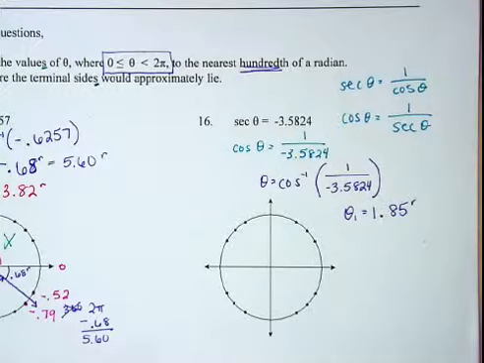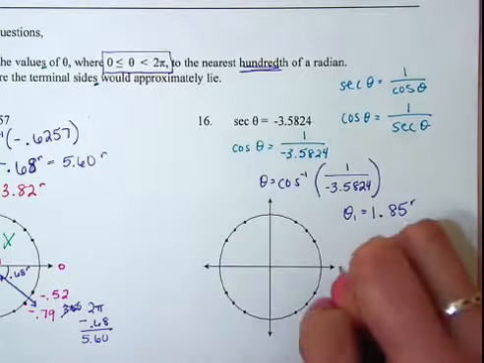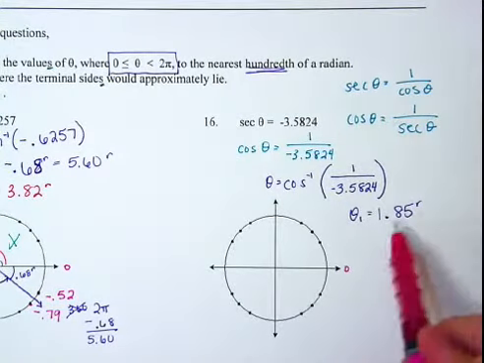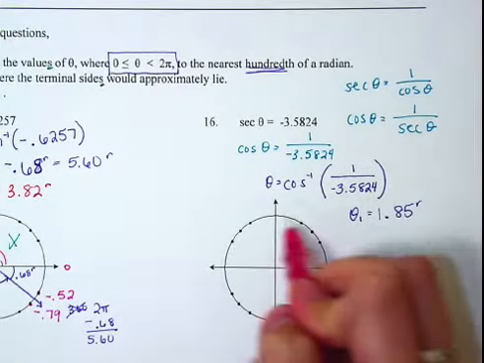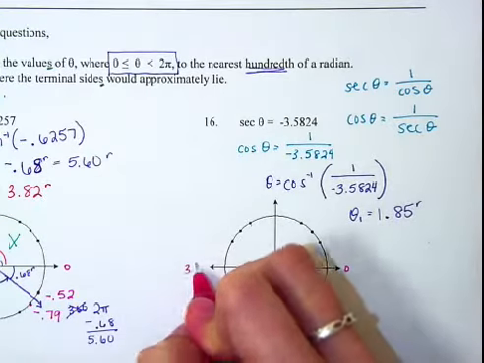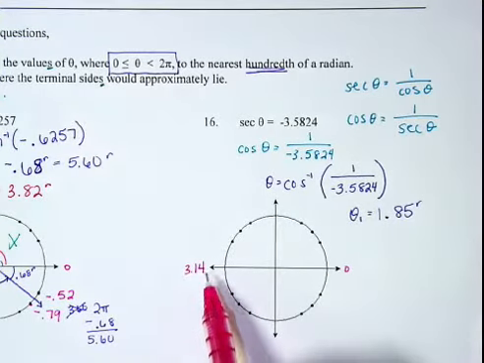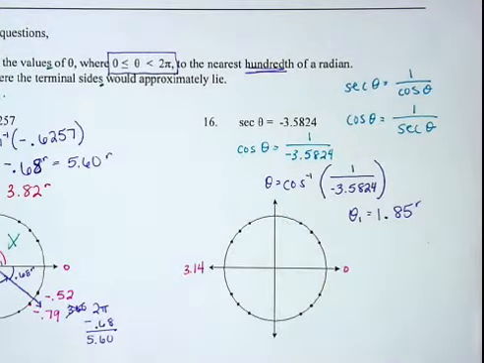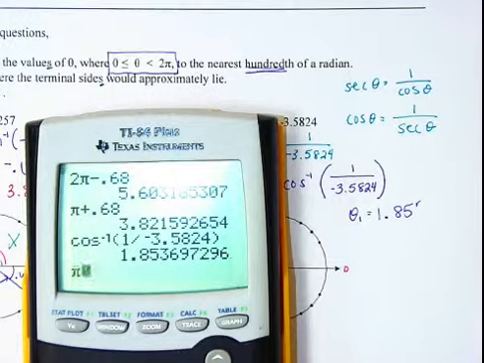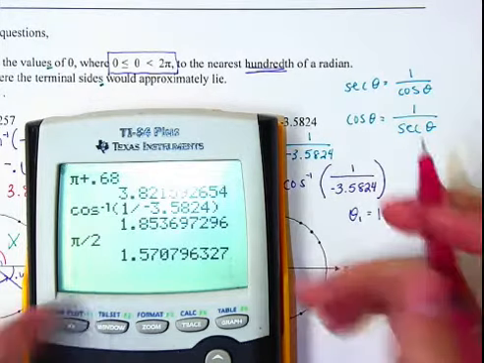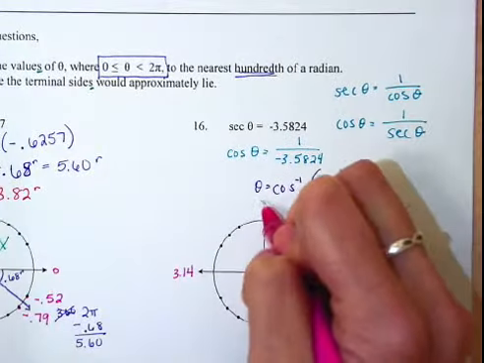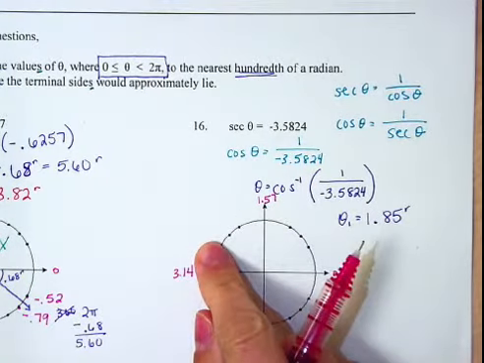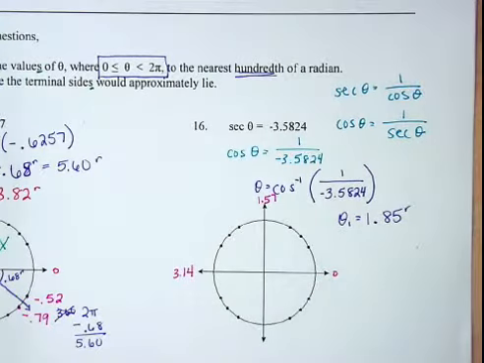Now 1.85 radians. All right, so we know that we start at 0. We know that if it's positive, it's going around this way. So that's positive 3.14 over here. So not over to the negative x-axis yet. What's halfway? Pi over 2. Pi over 2 is 1.57. I'm at 1.85, so I know I'm going to be beyond the positive y-axis, the 90 degrees.